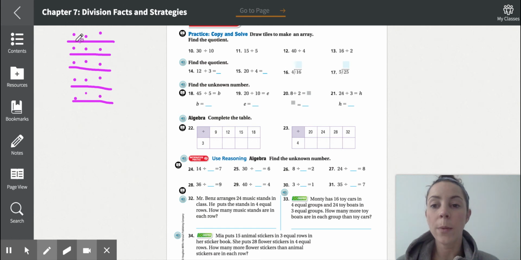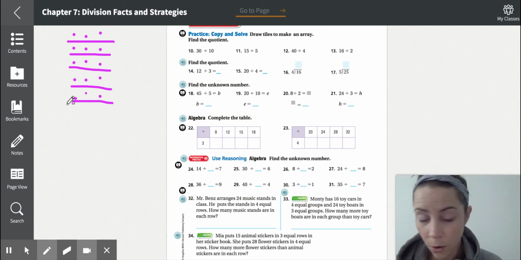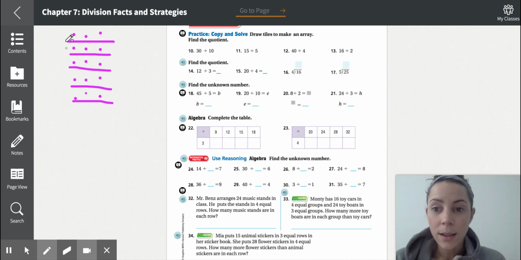So now how many is inside of each row? I already counted going down this way, so don't count going down that way again: 1, 2, 3, 4, 5. I'm going to count going across the top: 1, 2, 3. So this one should be 3.